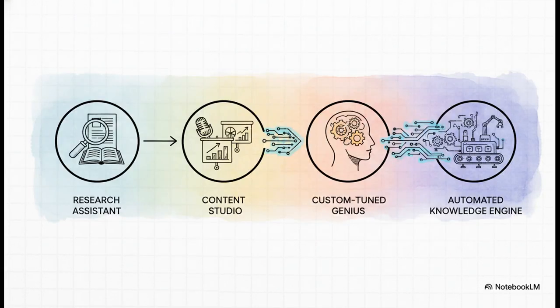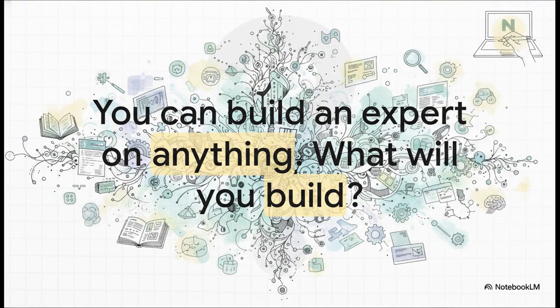So, let's just recap the journey we've been on. We started with a simple research assistant. Then we unlocked its power as a content studio. We fine-tuned it into a personal genius. And finally, we connected it to the world of automation, creating a proactive, automated knowledge engine. It is an incredibly powerful evolution. You now literally have the framework to build an expert on any topic you can possibly imagine. So, the only question left is, what will you build?